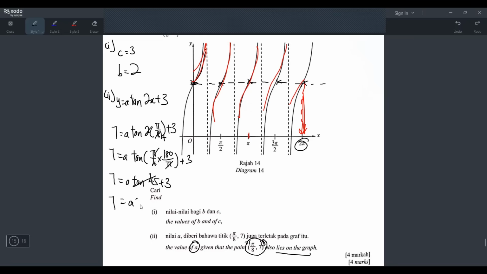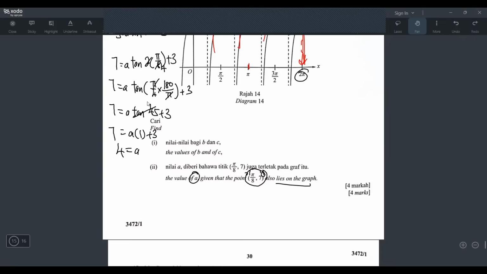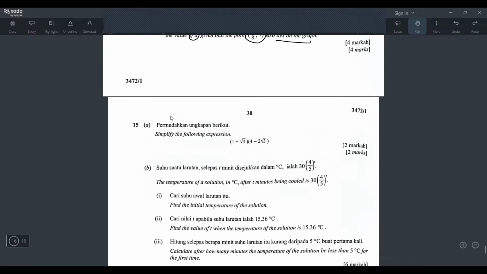Okay, tangent 45 can be cancelled to become 1, right? Tangent 45 is 1. So A equals 7 minus 3, which is 4. And that's the answer. Okay, so 4 marks for this. All right, it's quite easy actually. All right, tangent 45, you can press the calculator also. Yeah, the calculator will give you 1 also. All right, so yep, that's all.